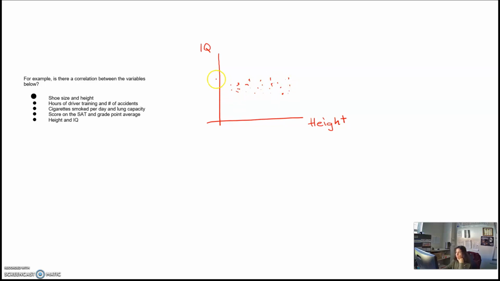Okay? So we would see that regardless of your height, regardless of whether you're 4 feet tall, 5 feet tall, 6 feet tall, we wouldn't see a line going this way, we wouldn't see a line going that way. We would see some kind of cloud of scatter points like this, meaning that your IQ could be anywhere in the range of IQs that we see. So when you see a cloud like this of scatter points and there's no clear trend line, that would be no correlation.